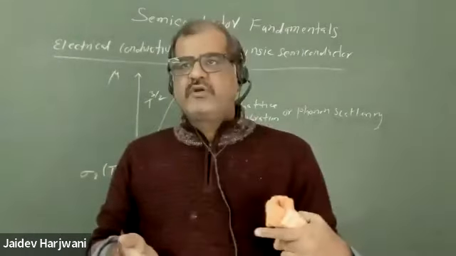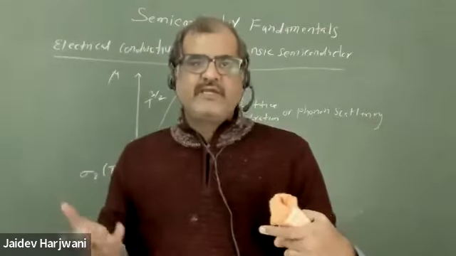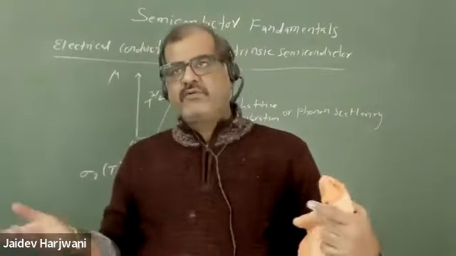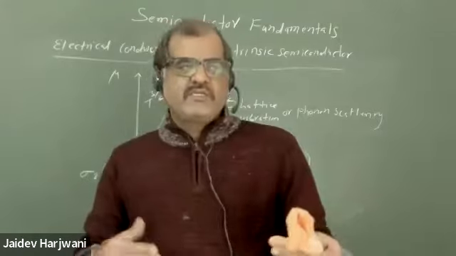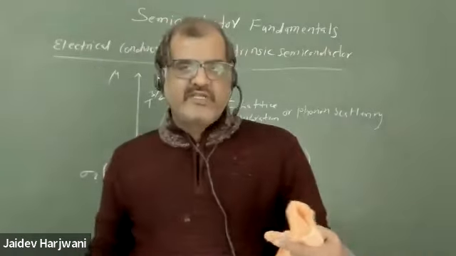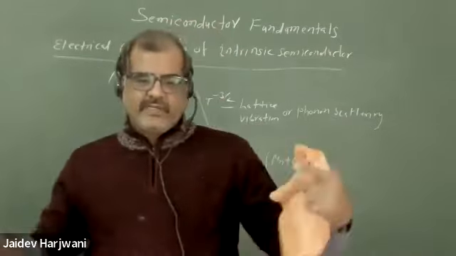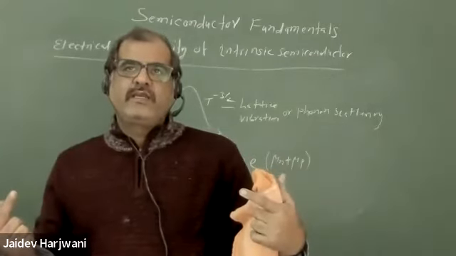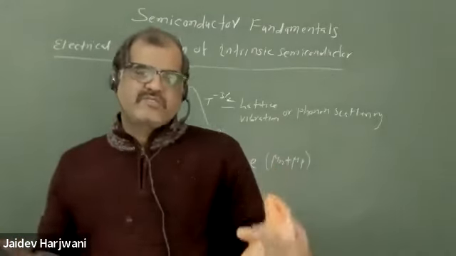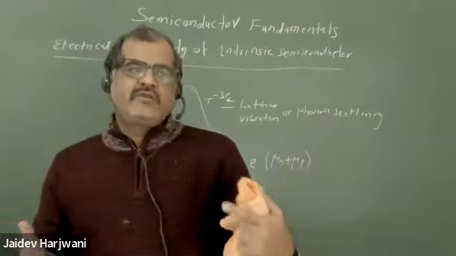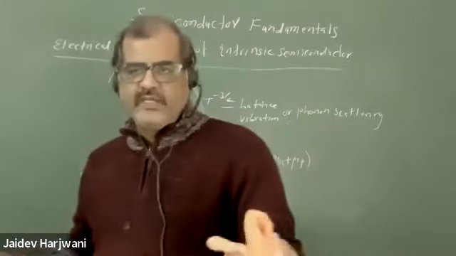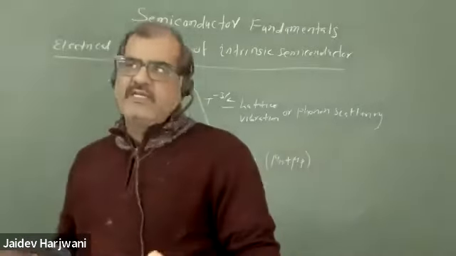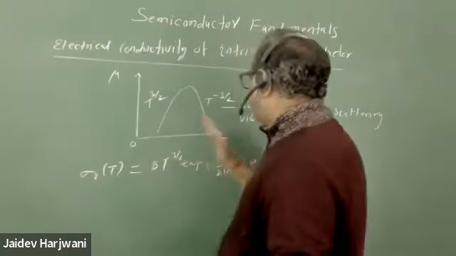If scattering is more, obviously the electron will have more collisions, and that means its drift velocity will decrease when you are applying the same electric field. With more collisions, your average velocity, which is called drift velocity, should obviously be lesser, so your mobility should decrease at higher temperature.